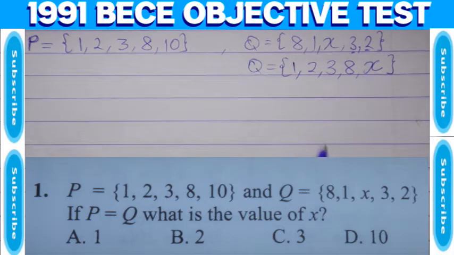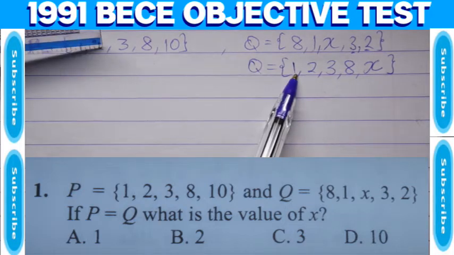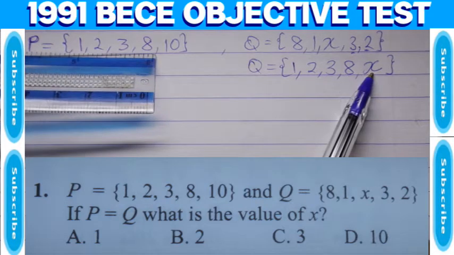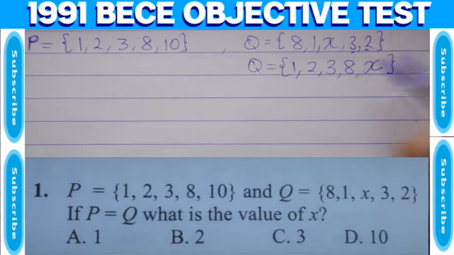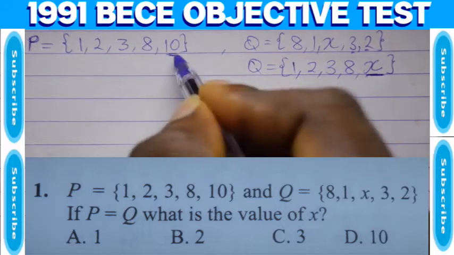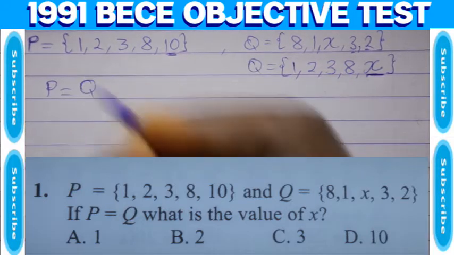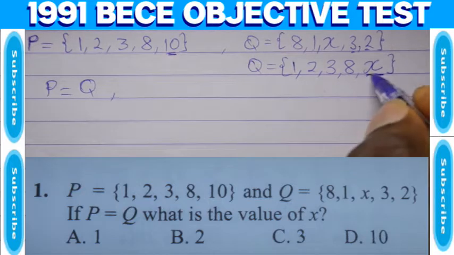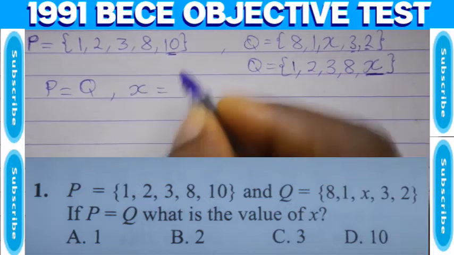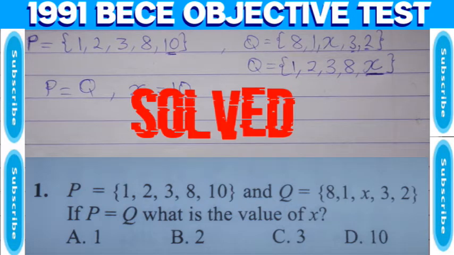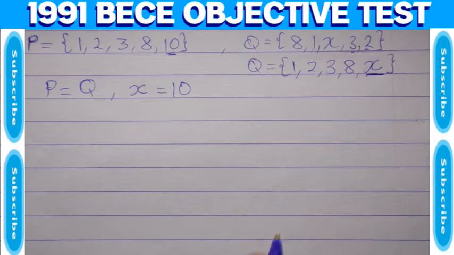The question says we should find the value of x. So if we compare 1, 1, 2, 2, 3, 3, 8, 8, then the last one is x, and over here it is 10. So it means that x is 10. Therefore, if set P is equal to set Q, then the value of x will be 10. All right, so we are done with question 1, and the answer is 10. Let's move on and take a look at question 2.